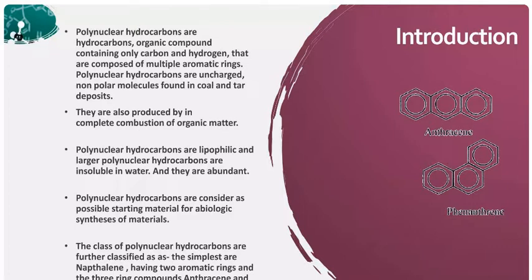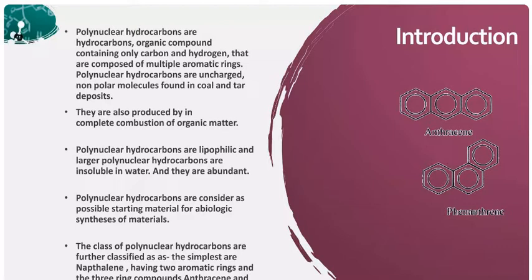Now look at phenanthrene. Three benzene nuclei are combined with angular fusion. So what is the difference between the anthracene structure and the phenanthrene structure? In anthracene, the rings are attached in a linear fashion, and in phenanthrene, the ring nuclei are attached in an angular fashion.